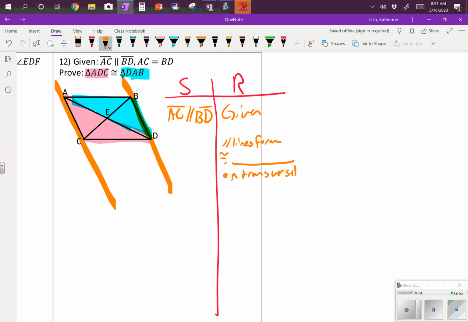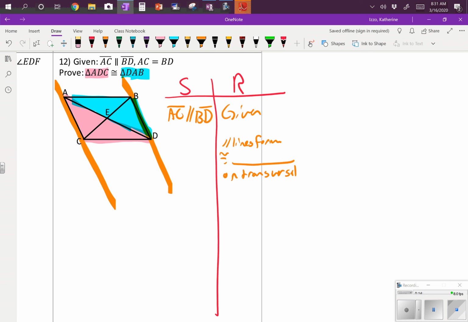Okay. So we've got our parallel lines, we've marked them, we've extended them. I need to find a transversal. If I look at this as the transversal, that's not going to go well, because it's only on the pink triangle. I want something on both the pink triangle and the blue triangle. So, this splits the triangles into separate triangles.